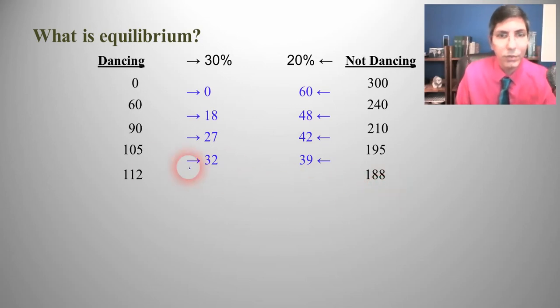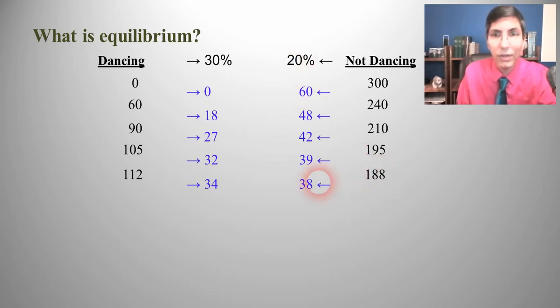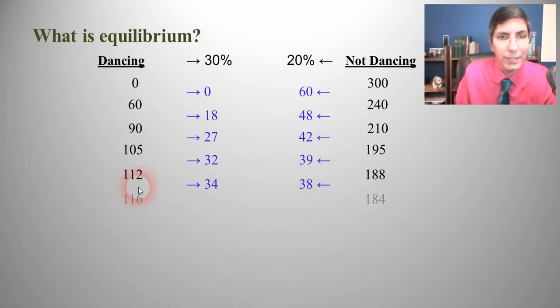It happens again. So after this next song, 30% of the dancers will sit down. So 30% of 112 is 34, and then 20% of the people that are sitting down, or the wallflowers, will get up and start dancing. 20% of 188 is 38. So the net change is plus 4 in the direction of the dance floor, and minus 4 for the not dancing side. So the dance floor goes up to 116, the not dancing goes down to 184.